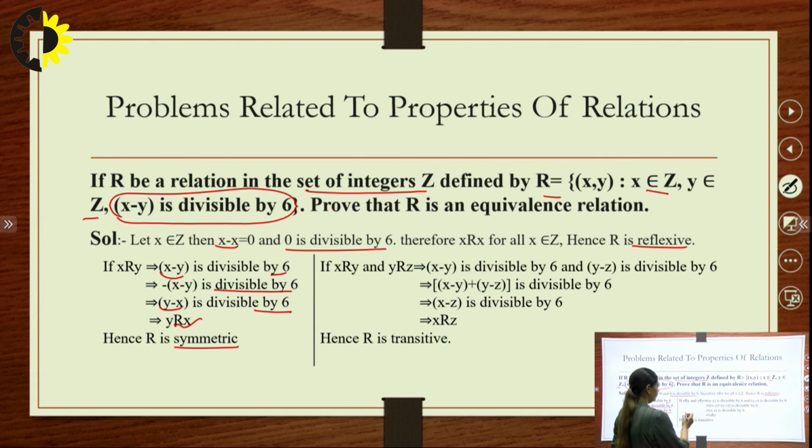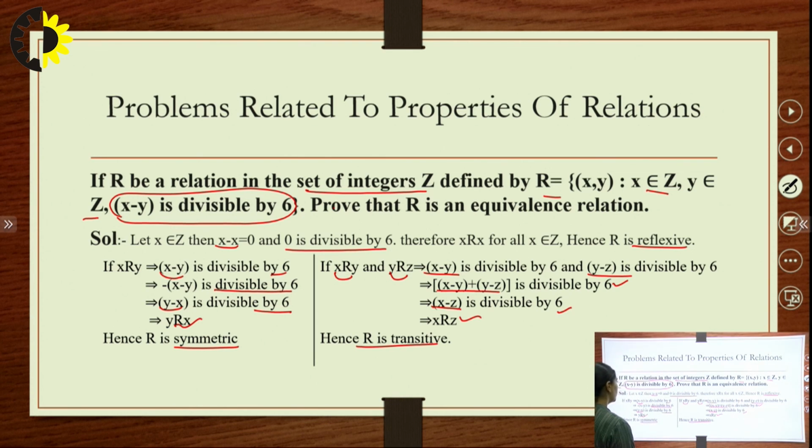Now if x is related to y and y is related to z, this means that x minus y is divisible by 6 and y minus z is also divisible by 6. And if we take the sum of the two numbers, it is also divisible by 6. Now we will open the brackets, we will get that x minus z is divisible by 6. So x is related to z. Hence R is transitive, right?